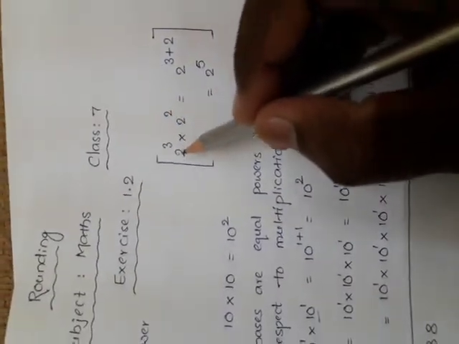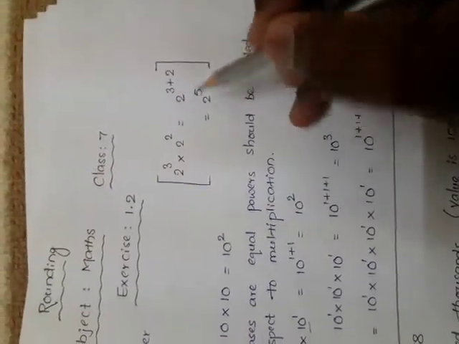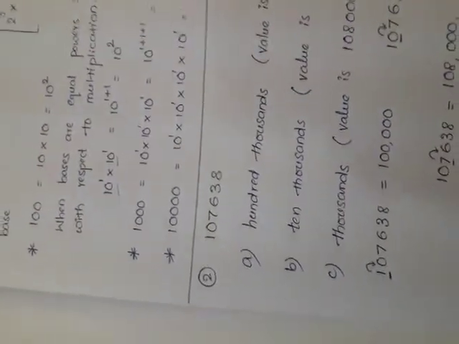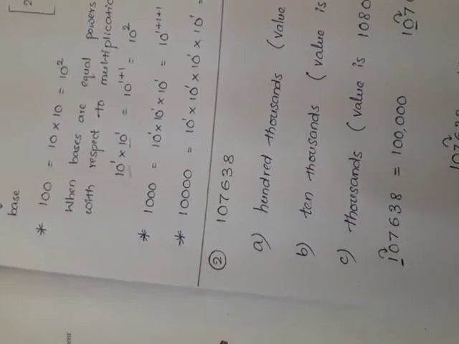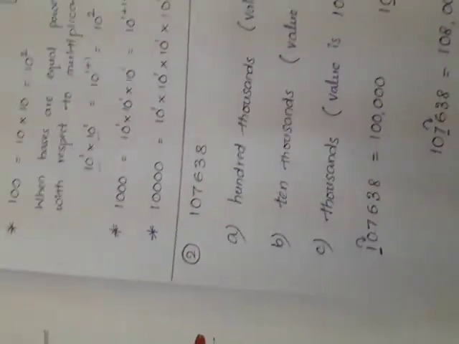Like here, look here, 2 power 3, 2 power 2. Bases are equal or not? When bases are equal, power should be added. 3 plus 2 equals 5. Why do I explain this one? Suppose you want to write any value, suppose the value is 1000. So instead of 1000 you can write it as 10 cube also, because in 1000 there are 3 zeros. So you can write it as 10 cube. Okay, if it is 10,000 you can write it as 10 power 4 also, that is also correct.